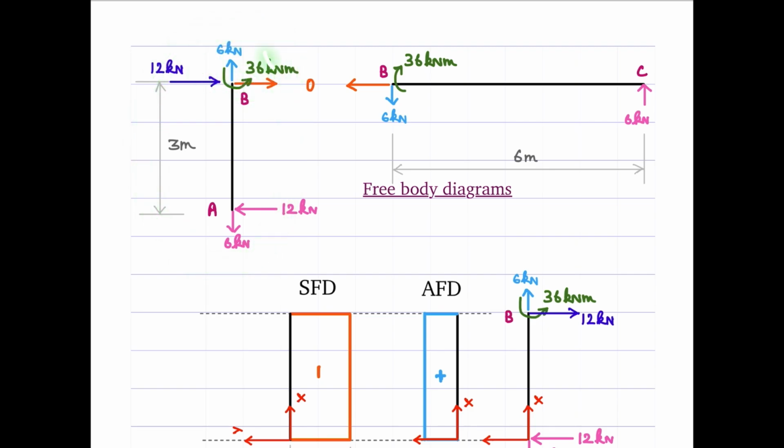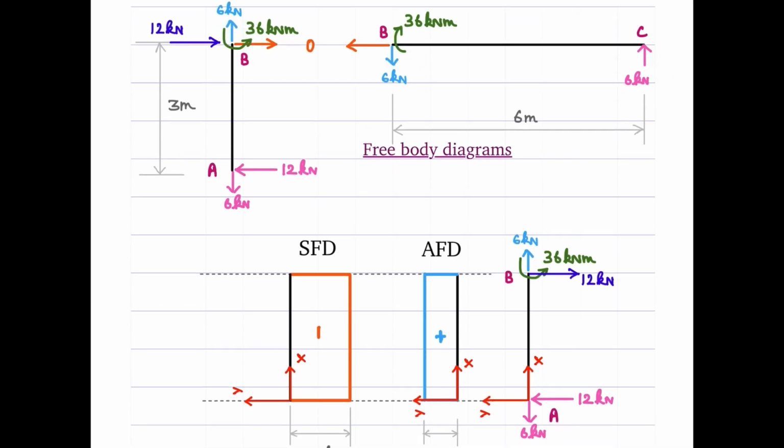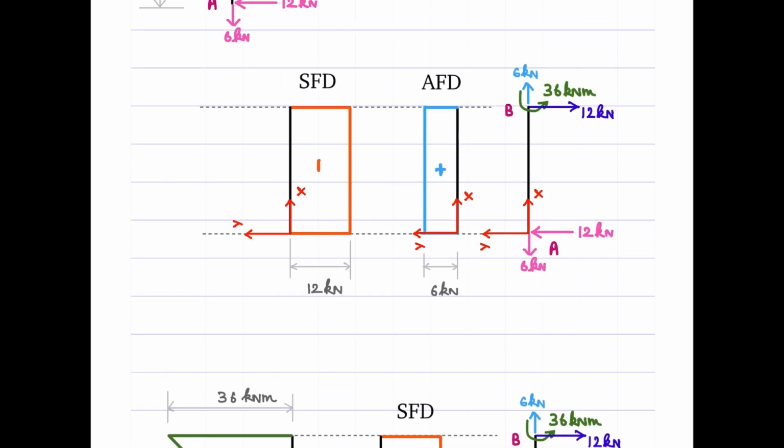Now, when we move to this neighborhood, the next element, just to put all these values here in the opposite sense, right? So this is rightward, hence this is leftward, this is upward, this should be downward, this is counterclockwise, this should be clockwise with the same magnitudes. That's all. You already have the reaction here, right? So directly you take the first element and draw the AFD, SFD, and BMD.